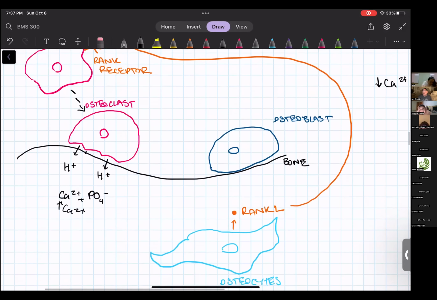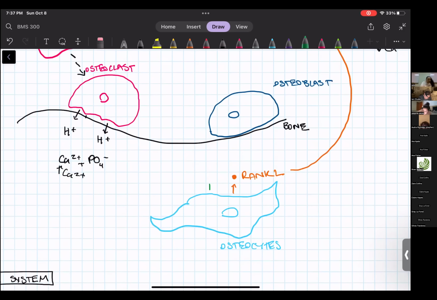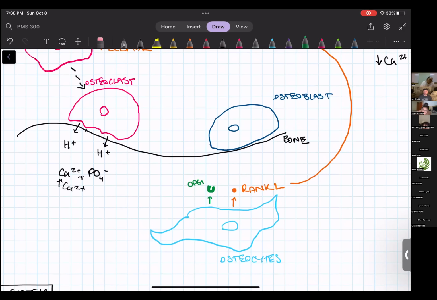Now what if we're like, okay, never mind, or there's some sort of issue going on where we don't want bone breakdown? What's the other big signaler that osteocytes use? Is it OPG? Yep. So OPG acts as an inhibitor. And what it will do is it will actually bind RANKL so that RANKL can't bind to the receptor.